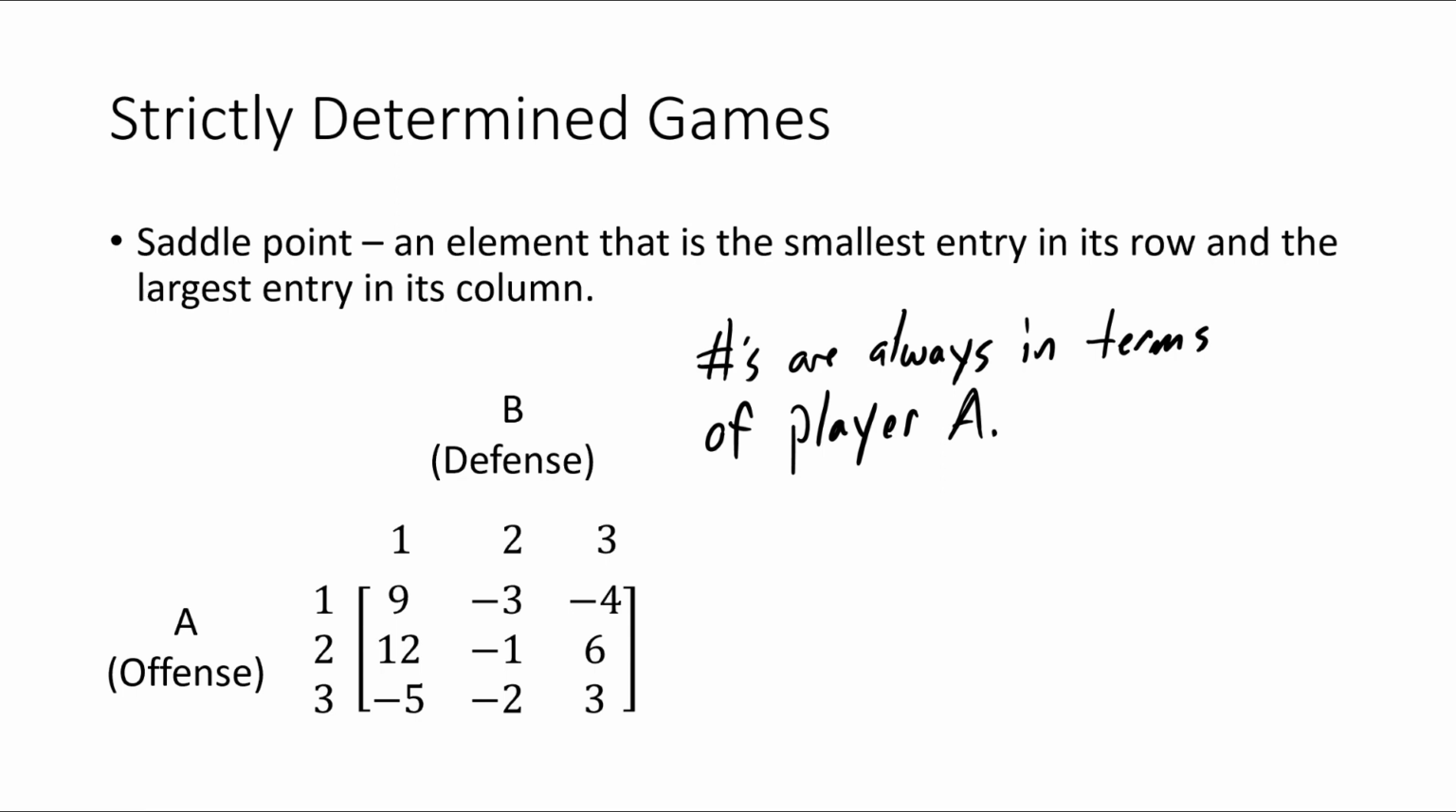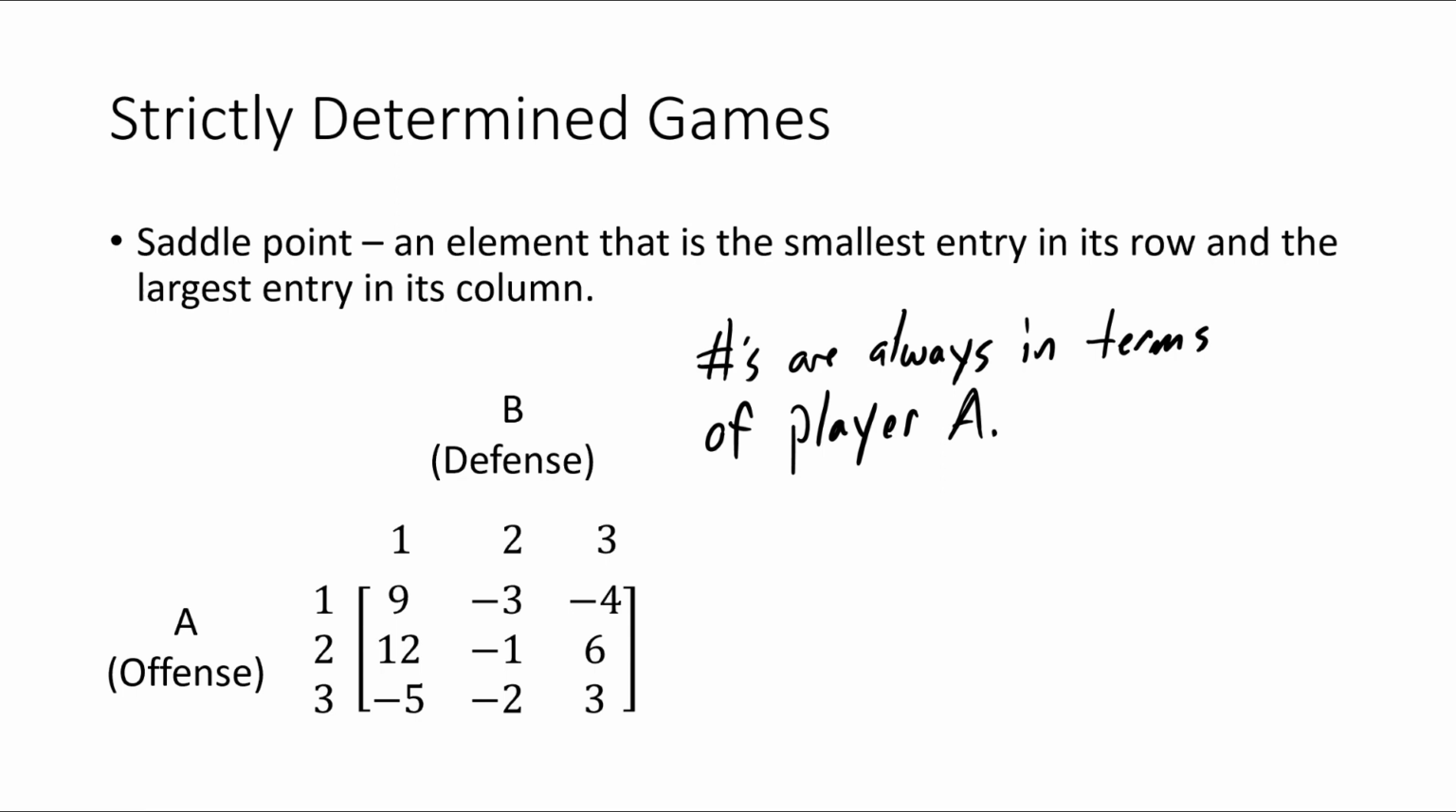Anytime we're looking at a matrix, it's really important to know whose perspective we're looking at it from. Sometimes we're going to look to see better options for player A. Sometimes we're going to look to find better options for player B. But the numbers are always in terms of player A. So positive is always going to be good for A and bad for B. Negative is always going to be bad for A and good for B. All right, let's look at this matrix.